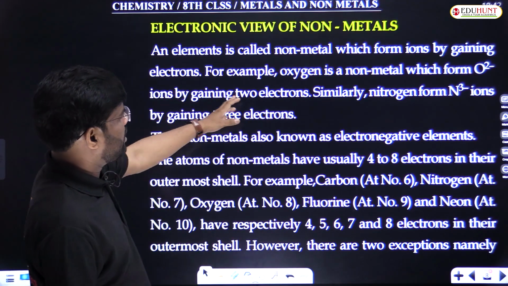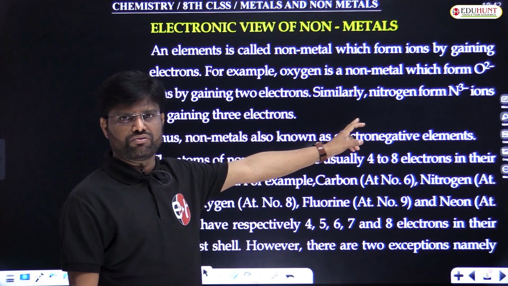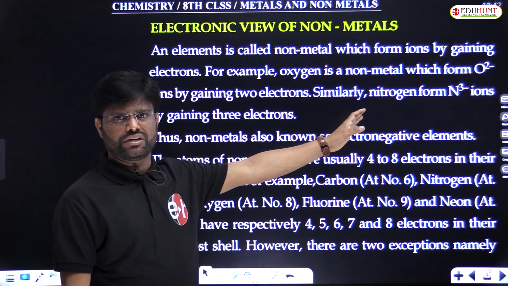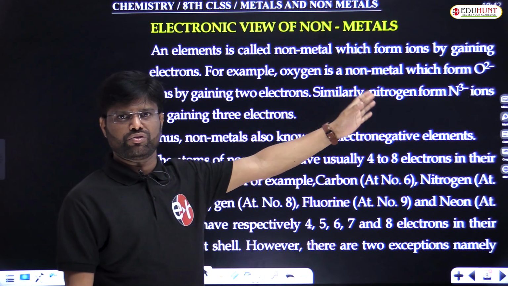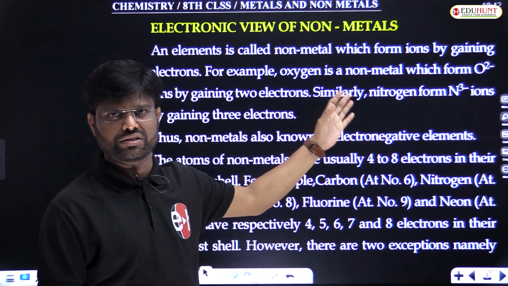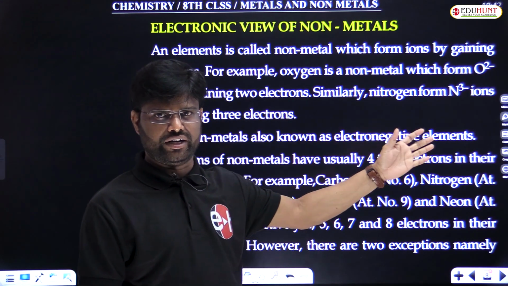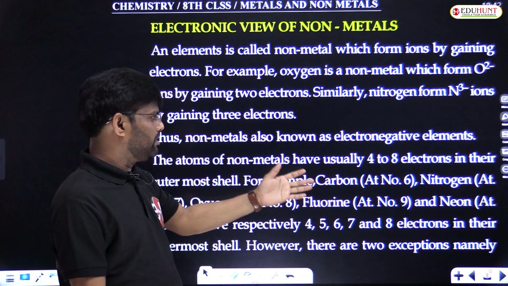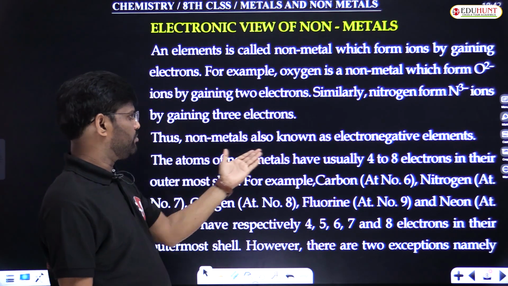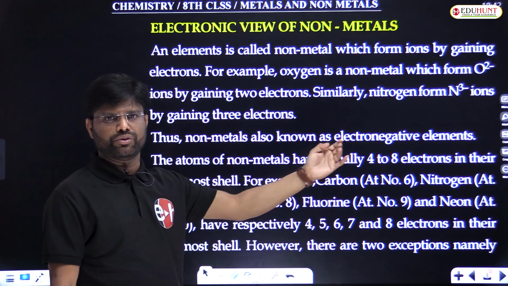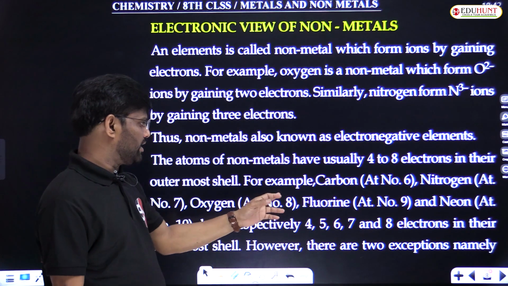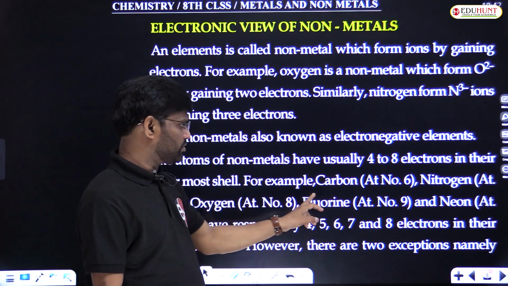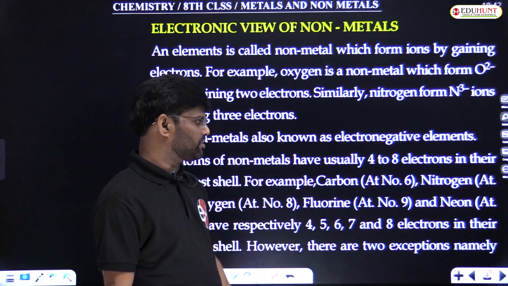This I already explained: fluorine, oxygen, nitrogen. Fluorine forms fluoride, oxygen forms oxide, nitrogen forms nitride. That is what I explained before. Okay? Next, non-metals are electronegative elements. That is also completed.